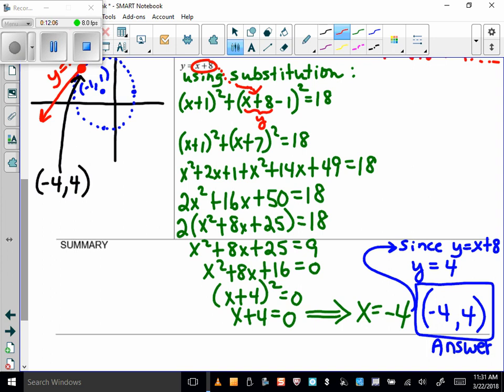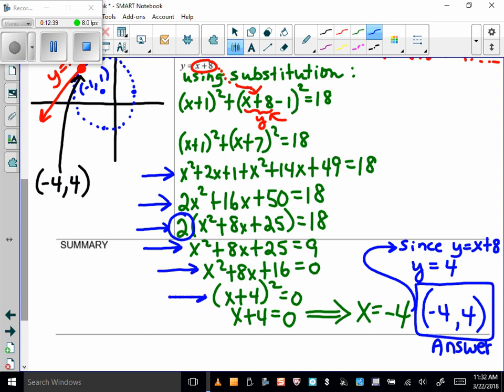Okay, so I substituted in y equals x plus 8 right here. And then I just had to FOIL both of these binomials. I had to square both of the binomials, which is what I did in this step, and then I combined like terms, and then I could see that all my terms were divisible by 2. So this is where I factored out that 2. Then I divided both sides by 2. Then I subtracted the 9 from both sides to see if I could factor this quadratic, and sure enough I could.